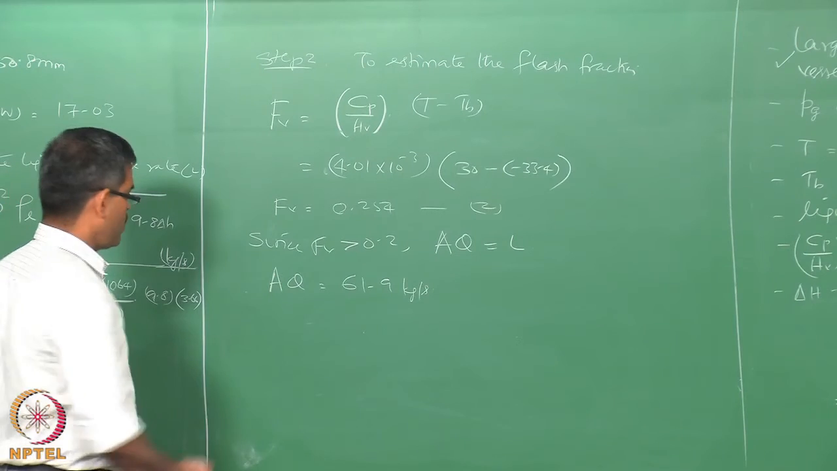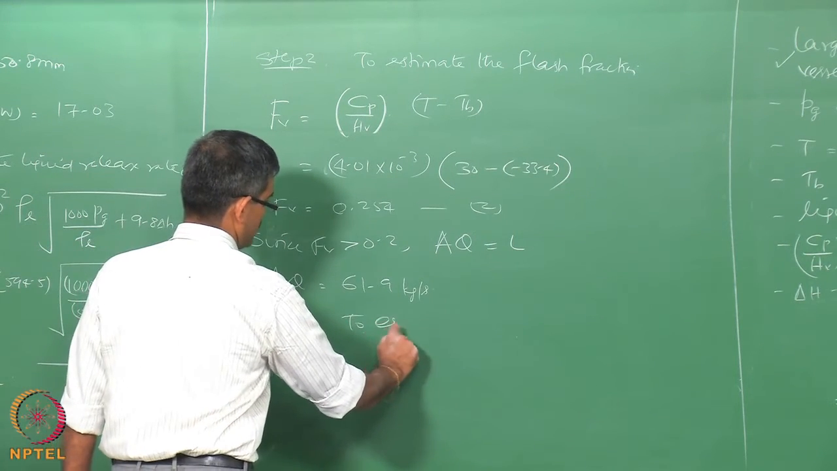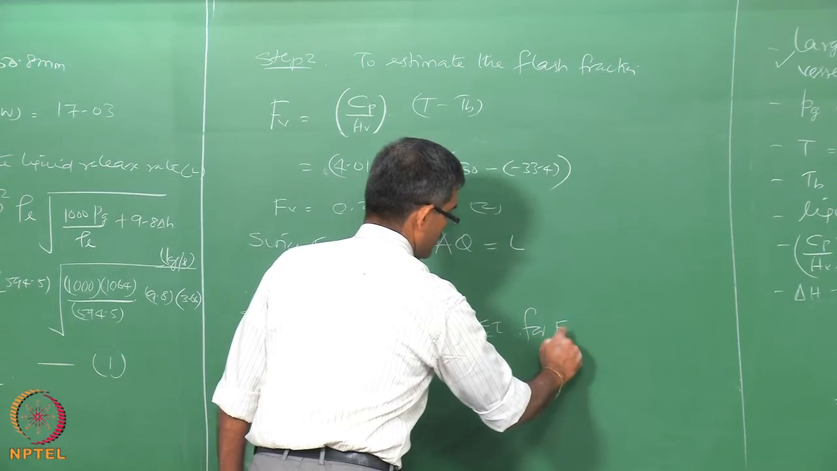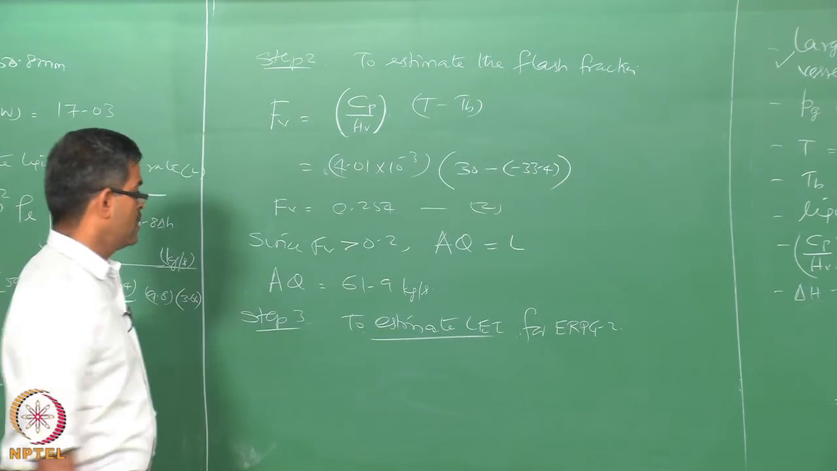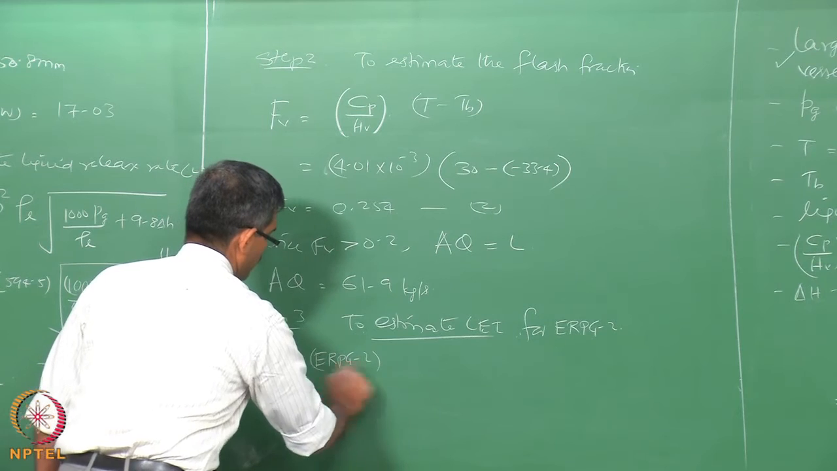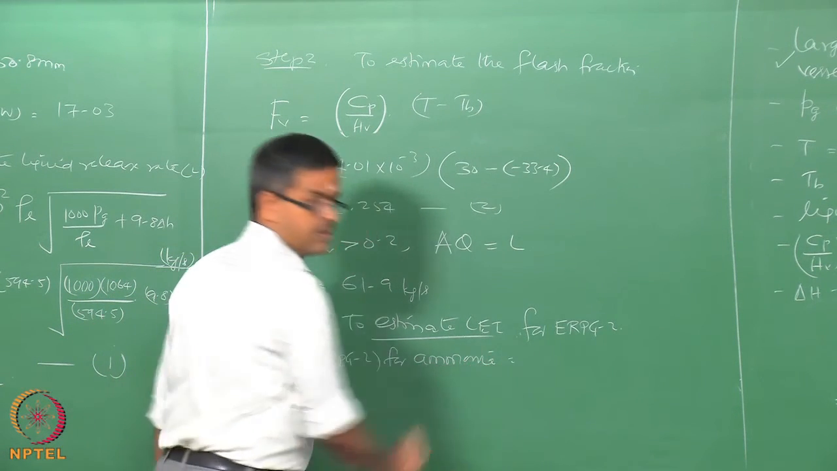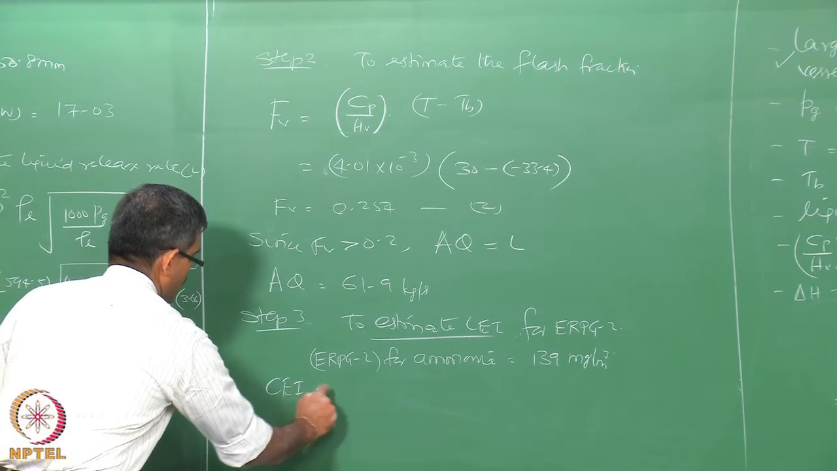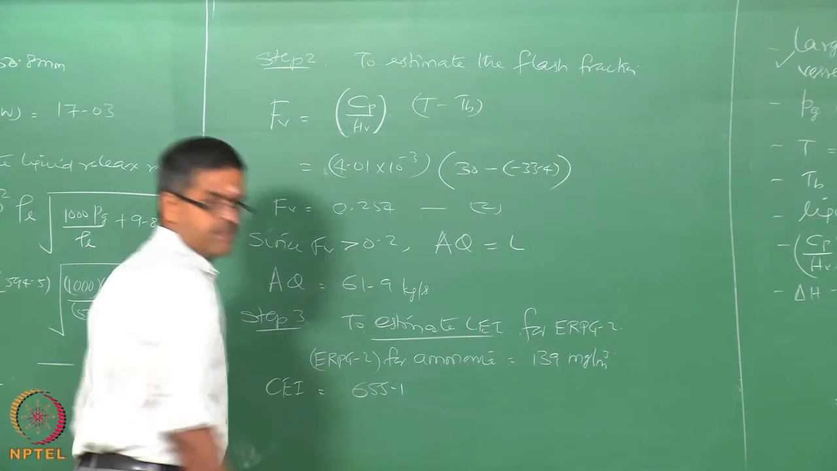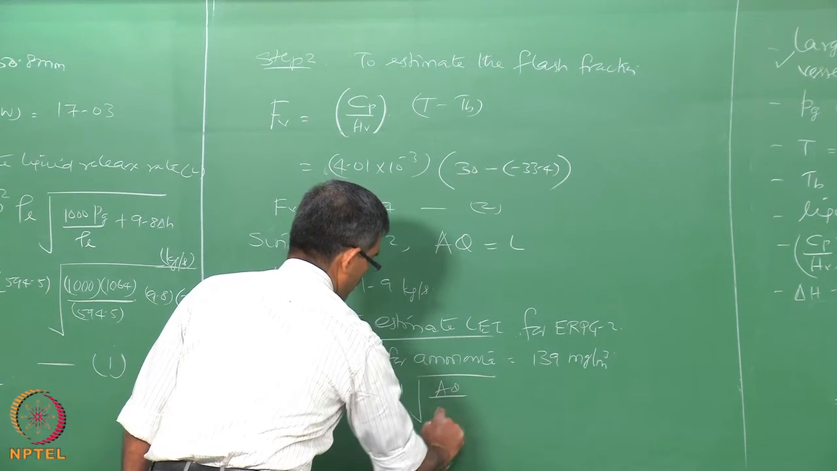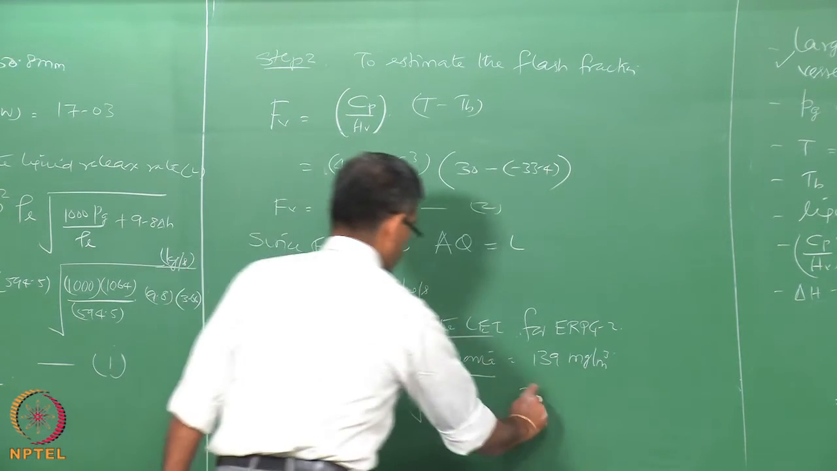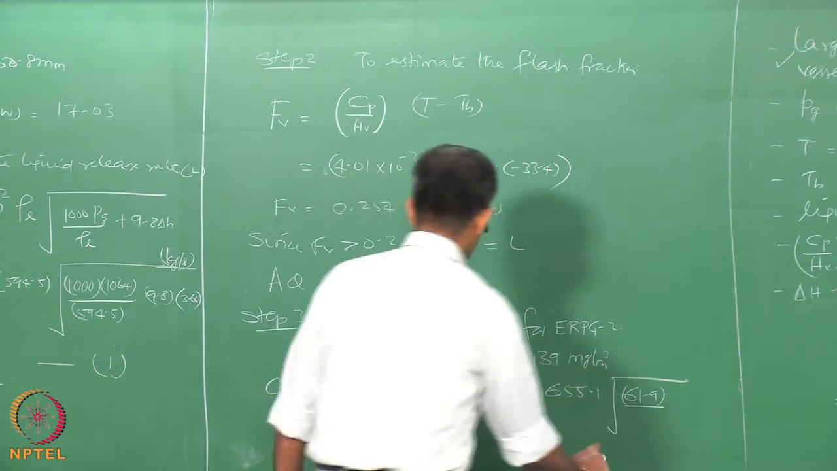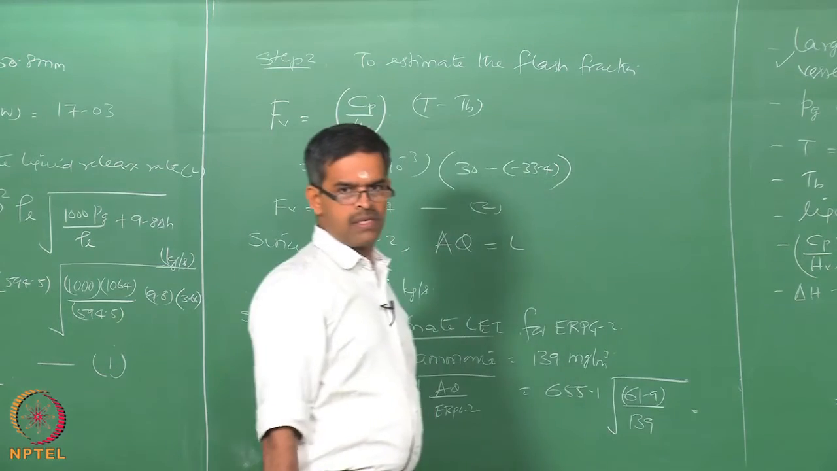Once I know the airborne quantity for a given problem, I can do step number 3, where I will estimate the chemical exposure index for ERPG2 concentration. So, the ERPG2 concentration for ammonia is 139 milligram per cubic meter. So, therefore, CEI is given by a simple equation which is 655.1 root of AQ by ERPG, in this case 2. So, which is going to be 655.1 root of 61.9 by 139, which gives me CEI as 437.